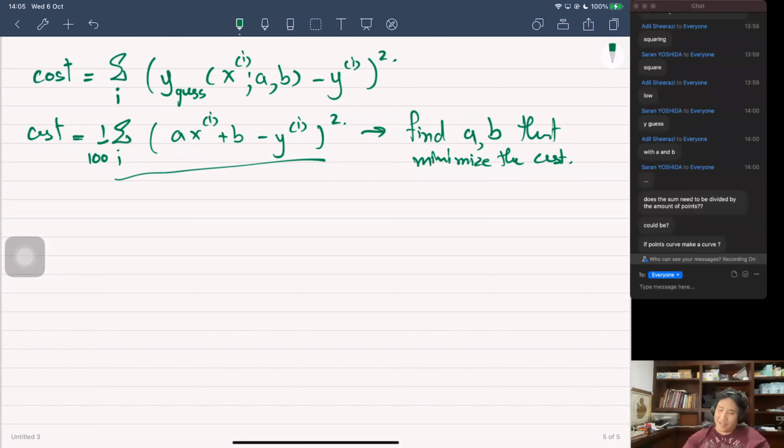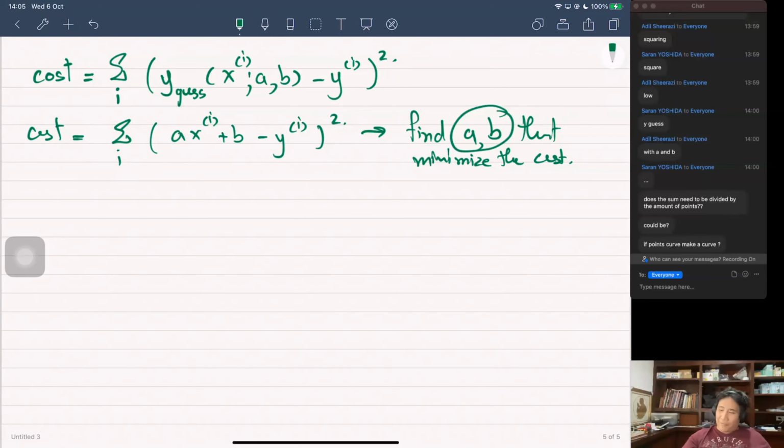Are we good, Saran? So that means dividing or multiplying by a constant, or adding a constant, doesn't change the location of the minimum. What we care about is not the value of the cost function. What we care about is the value of A and B. You could divide this by 100. That doesn't change the place where A and B give you the best value, right?